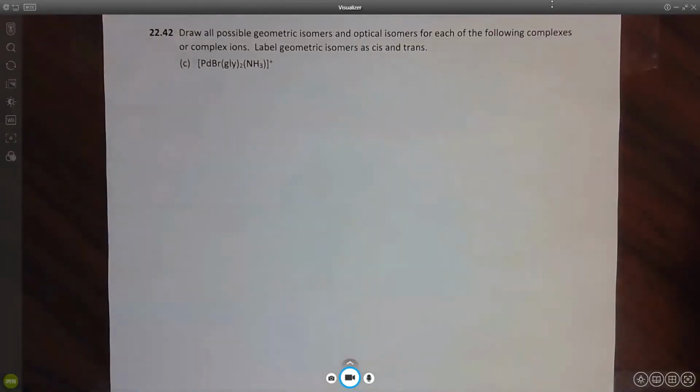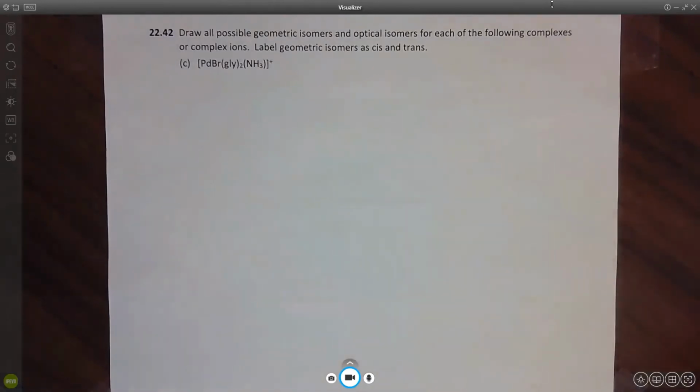Okay, next let's try number 42 from chapter 22. It says, draw all possible geometric isomers and optical isomers for each of the following complexes or complex ions, and label the geometric isomer as cis-trans, or if it happens to be fac-mer. Now, we're not going to draw all the possible geometric isomers, but we will draw a set of each.